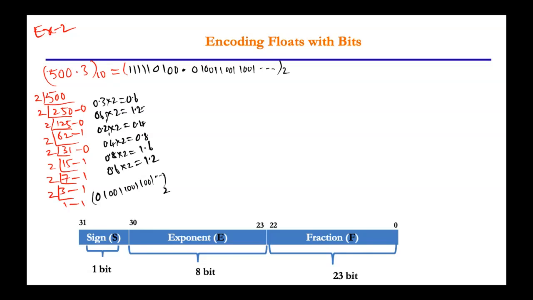In normalization, we move the binary point to the left, keeping only one digit on the left side of the point. So how many bits is it moving?